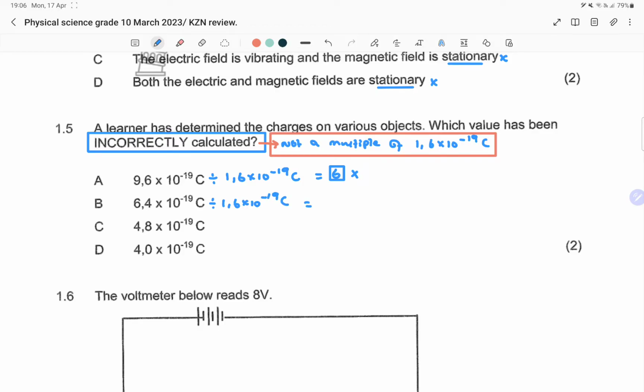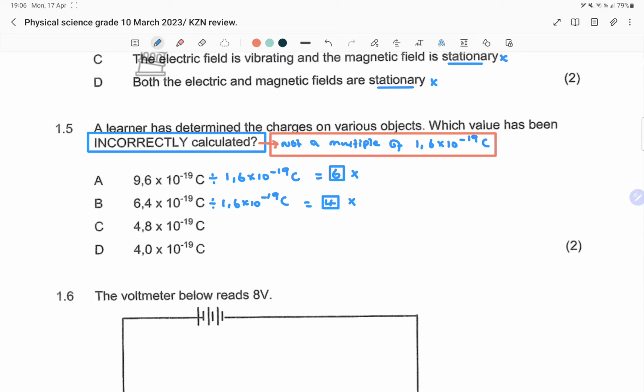Coulombs will cancel, so 6.4 times 10 to the minus 19 divided by 1.6 times 10 to the minus 19 gives us a 4. Again, we're getting a whole number. If we're getting a whole number, then it is not the correct answer because we don't want the correct value, okay? So let's do 4.8 times 10 to the minus 19 divided by 1.6 times 10 to the minus 19.